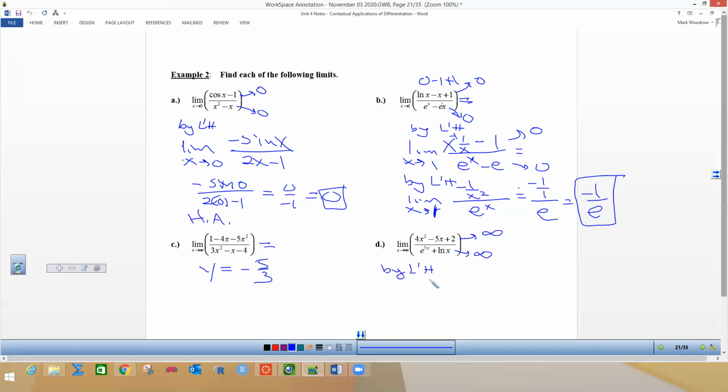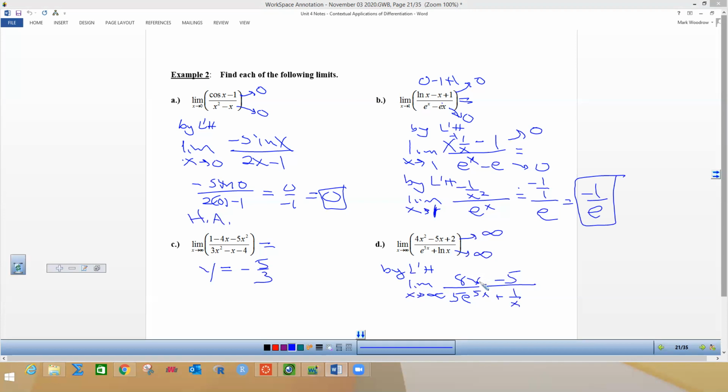So when we do the derivative of the top, we get the limit as x goes to infinity. And then up here we get 8x minus 5, and then down here, we get e to the 5x. We're doing the derivative, so we have to do the derivative of 5x again, which is 5. And then this would be plus 1 over x. Okay, so when you do that, you got a couple options on this one. Well, let's just plug in and see what we get.